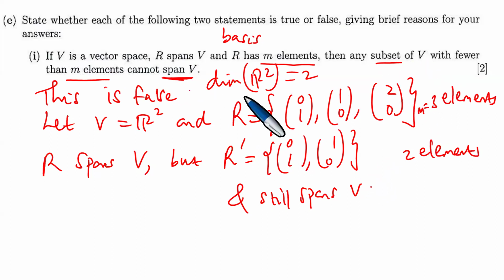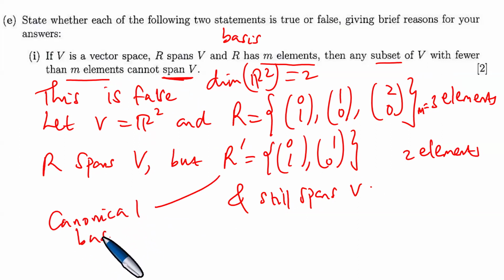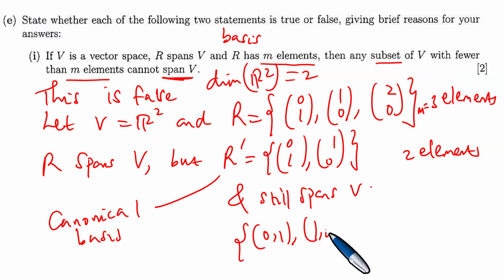Then any subset of V with fewer than M elements cannot span V. Well, we have 2 elements here and it still spans V, because for it to span V, we just need 2 elements minimum to generate V. And this kind of basis, we call it the canonical basis. It's like the one we use, or you can write 0, 1, 1, 0, or the other way around.